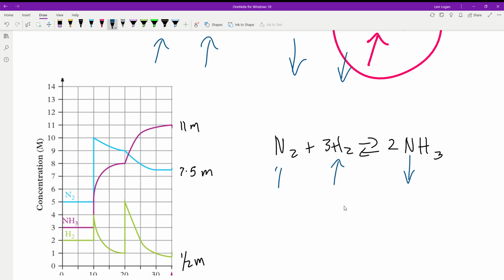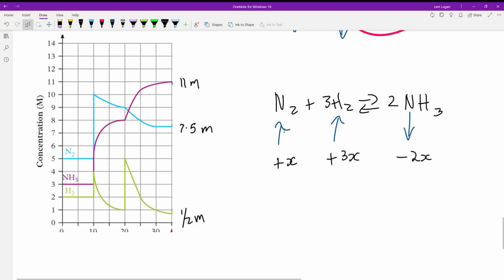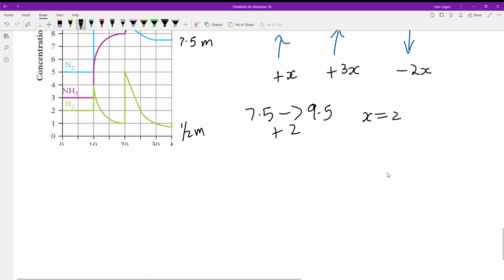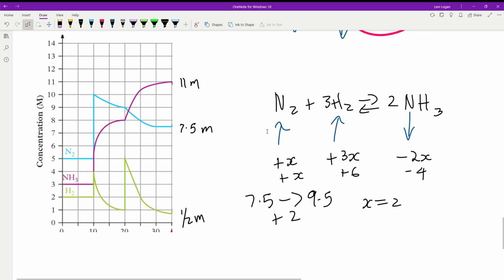Okay, so because of the temperature increase, that is going to be decreasing, those are going to be increasing. Now, that means that's going to get a quantity added. This is going to get 3 of that quantity added, and this is going to get minus 2 lots of that same quantity. So if the nitrogen's gone from 7.5 to 9.5, that's a 2 molarity increase, meaning X has to be 2 in this case, because that's just the single quantity. So that means this is going to get plus 6, if that's plus 2, and this is going to get minus 4. So I'm predicting the new molarity.